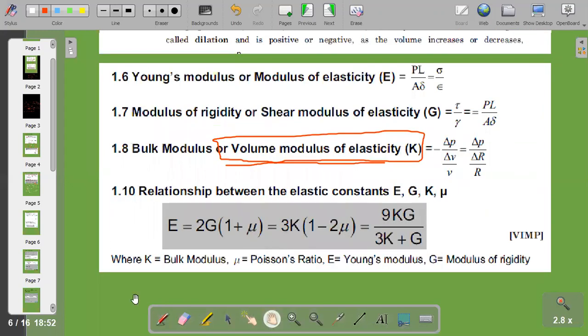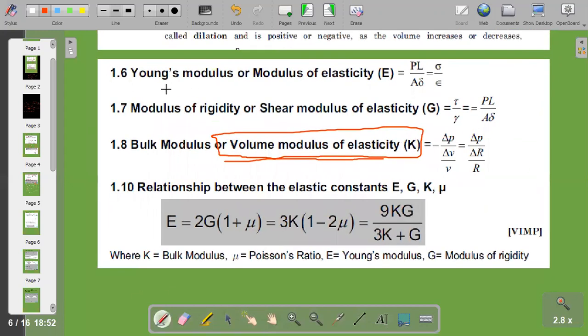Now this is very important. Everyone write this: Young's modulus of elasticity E, bulk modulus of rigidity G, and volume modulus of elasticity K. Write down the formula. After that we will discuss the formula, what this denotes.